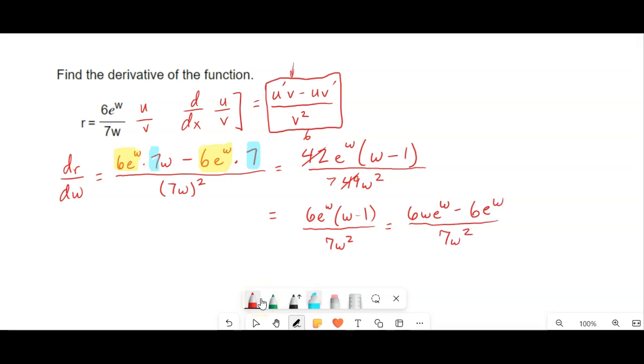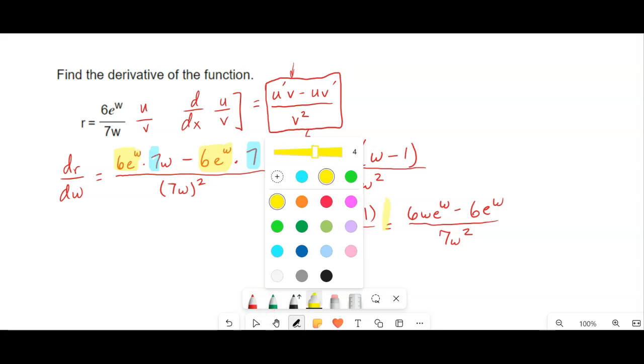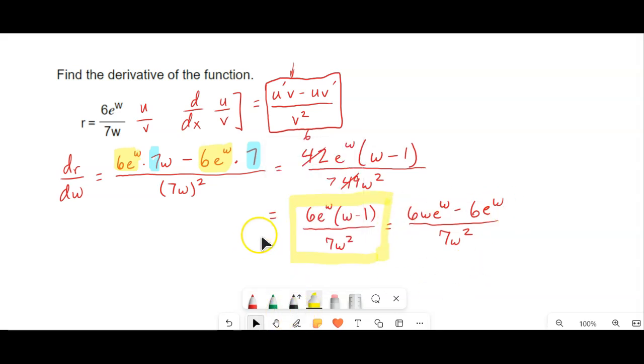Now personally, if it were me, I would stop here, but either of these is acceptable. The reason I like this one is just because if I had to do another derivative of this, like a second derivative, both of these would have the quotient rule, obviously. This one would have a product rule within the quotient rule.